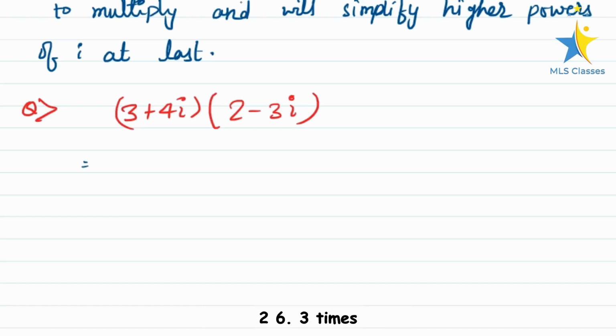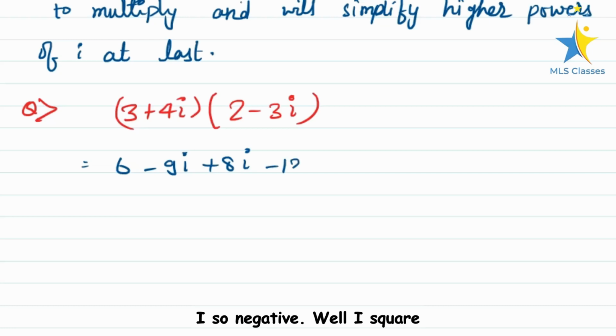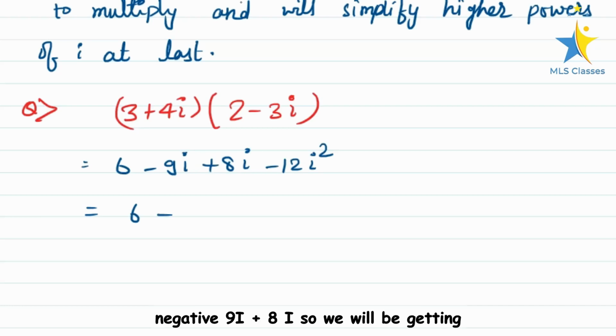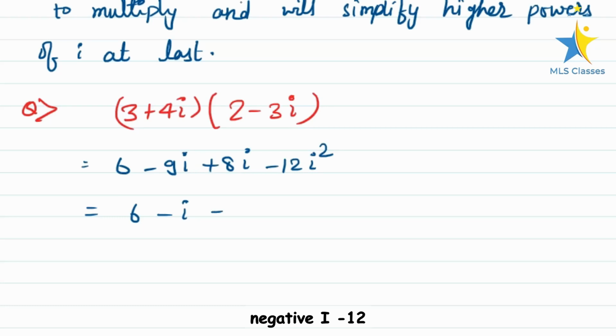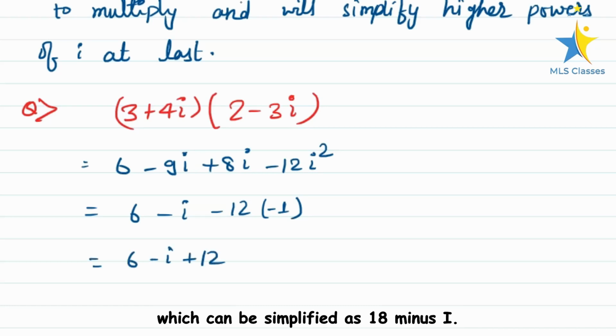So 3 times 2 is 6. 3 times -3i is -9i. 4i times 2 is 8i. Then 4i times -3i is -12i squared. So we will be getting 6, then -9i plus 8i, so we get -i, minus 12i squared, and i squared can be written as -1. So we are getting 6 minus i plus 12, which can be simplified as 18 minus i.